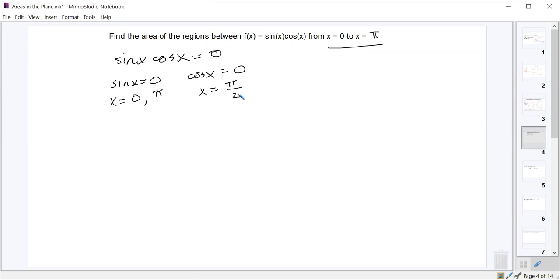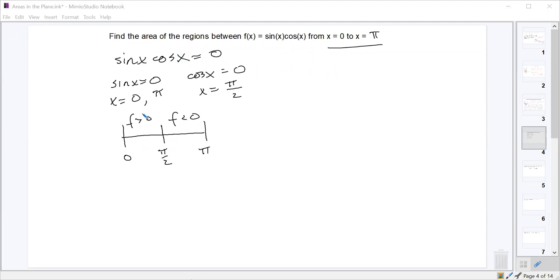And we'll probably need to figure out when it's above the x-axis and when it's below the x-axis. So if we were to evaluate on a sign chart here, here's 0, here's pi over 2, and here's pi. If I plug in something between 0 and pi over 2, like pi over 4, what do we get? We get a positive times a positive. F is greater than 0, right? And if I plug in something between pi over 2 and pi, like a second quadrant angle, sine is positive, but cosine is negative. So we know that from 0 to pi over 2, the function is positive, and from pi over 2 to pi, the function is negative.